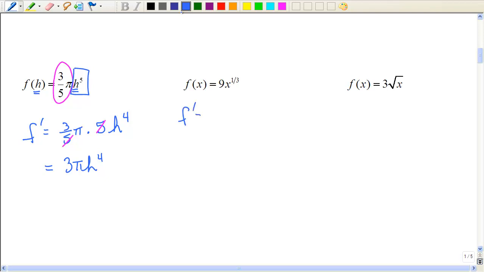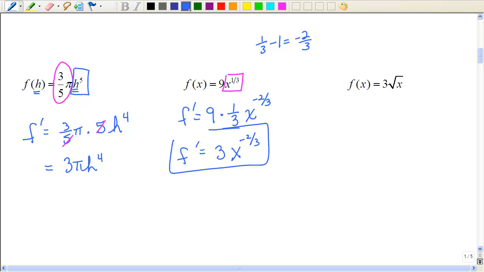All right, so let's look at this. We keep the 9, and again we're finding the derivative of x to the 1/3 power. So we bring down the 1/3, and then we subtract 1 from 1/3, which would be negative 2/3. So again, I'm going to multiply 9 times 1/3 and get 3, and that would be my final answer.